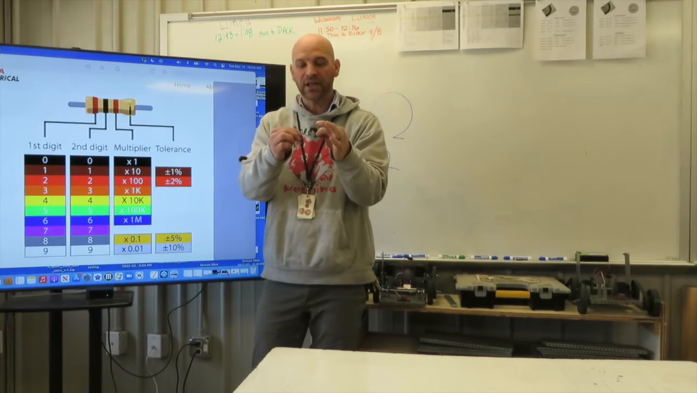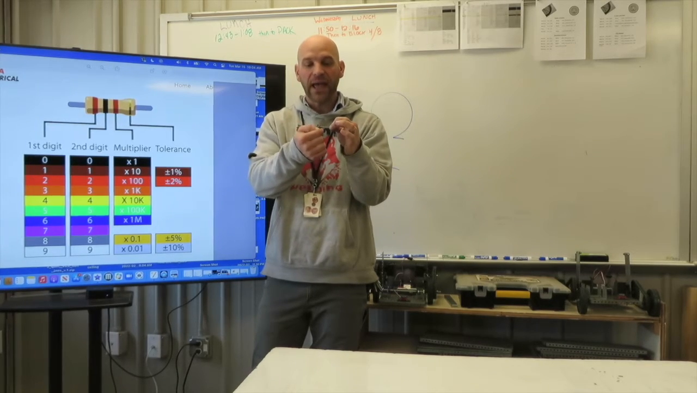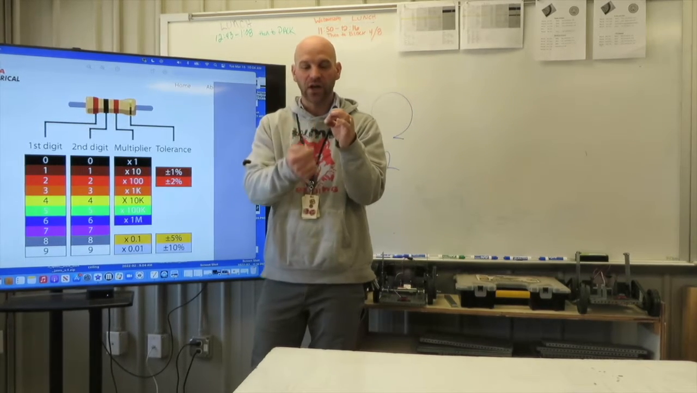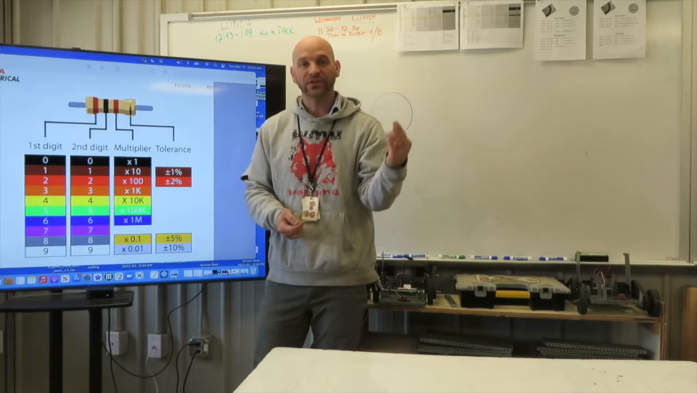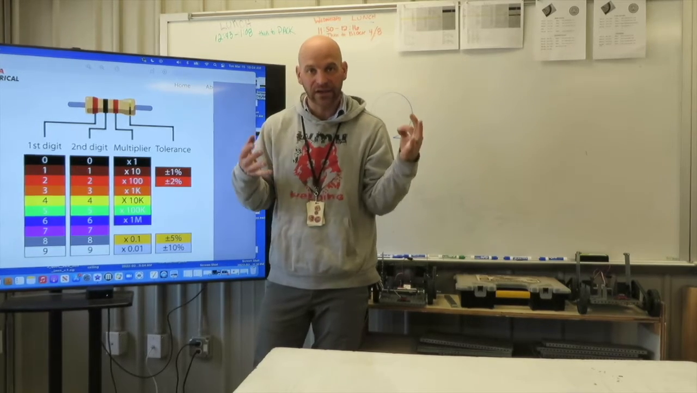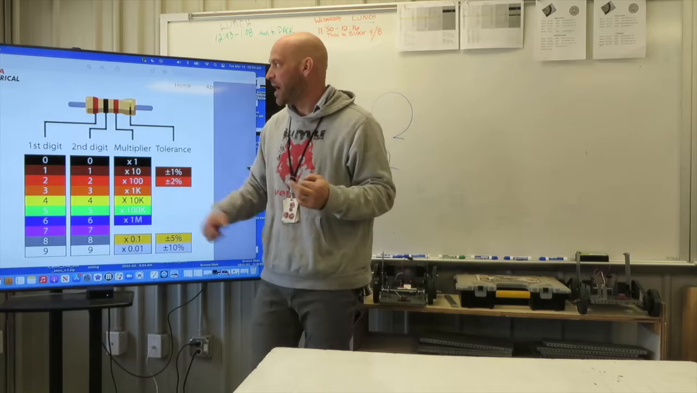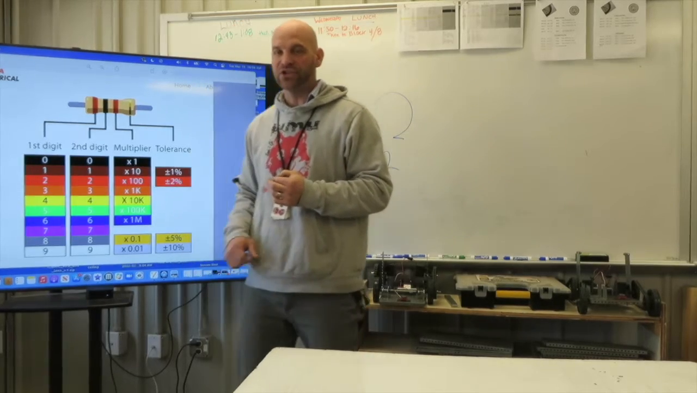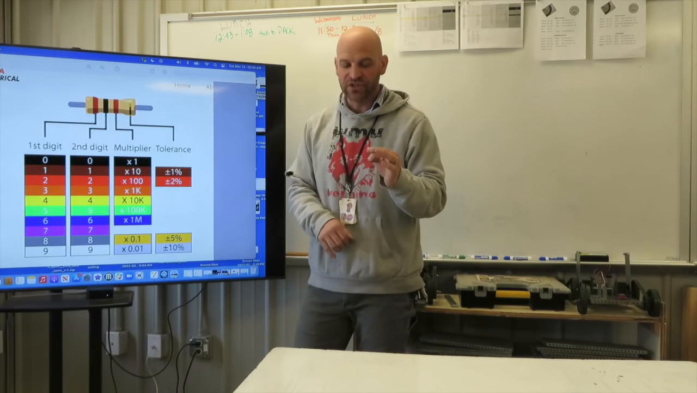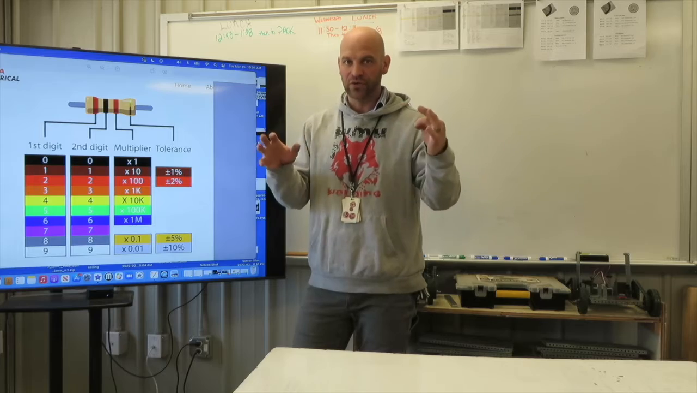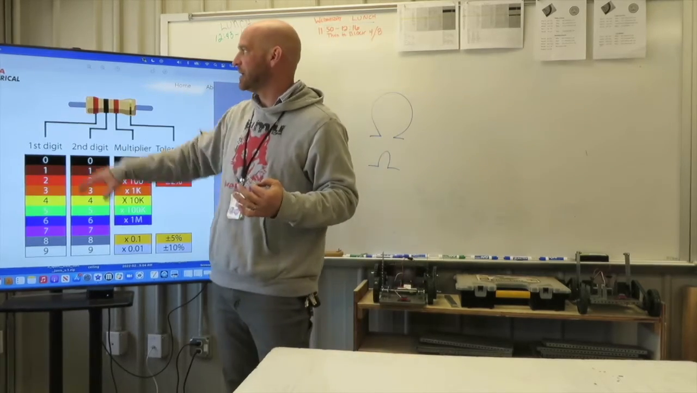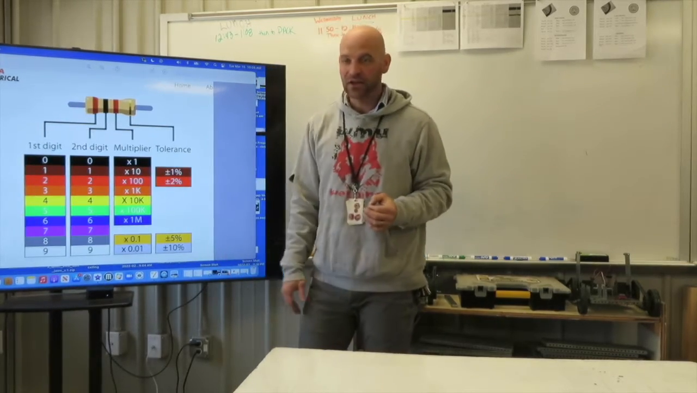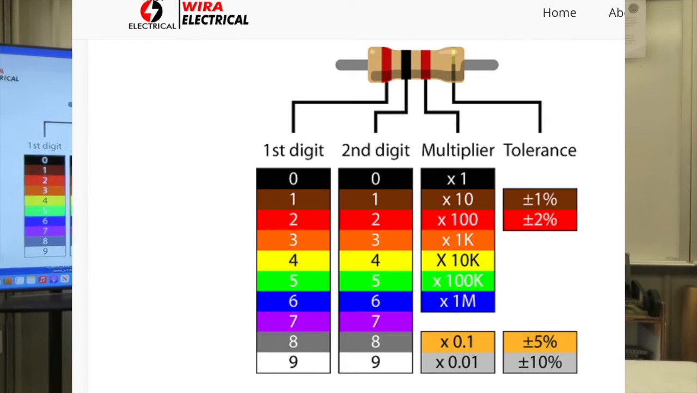We can calculate that number by looking at the bands, looking at the color. So you have to have a key, a guide. And right here, I pulled up, I just searched resistor color codes. And Wyra Electrical has a nice picture for us, and we can see what those colors designate for numbers.